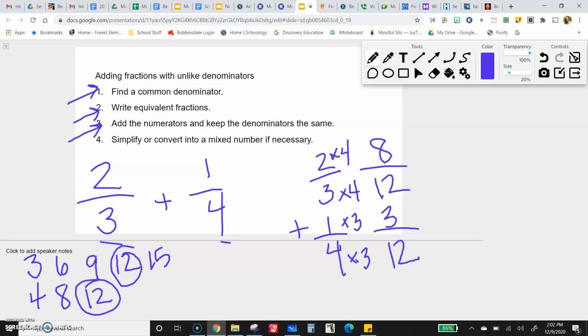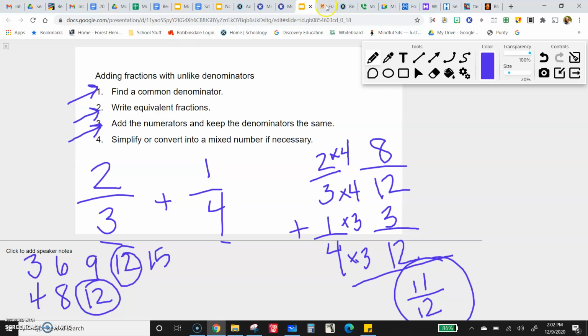Now I add the numerators and I keep the denominators the same. 8 plus 3 is 11. Denominator stays 12 because it's just telling me how big my pieces are, that I'm adding 12ths together. Now 11/12 cannot be simplified. I didn't get an improper fraction, so I don't have to convert it. So that is just my answer.